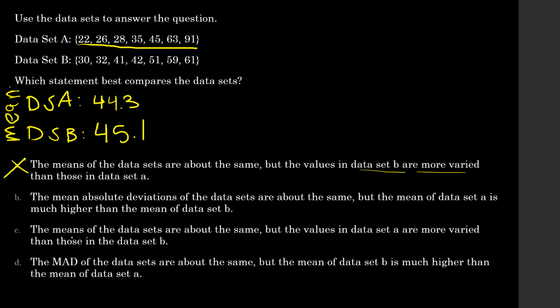Let's read C. C also is talking about means. C says that the means of the data are about the same, but the values in data set A are more varied than B. Well, if I look at data set A, my starting number is 22 and my ending number is 91. That's a pretty big gap, right? And even here, there's no 50s and there's no numbers with 40s or 70s or 80s. So I would definitely say that data set A is more varied than data set B. So on this problem, we actually didn't need to find our mean absolute deviations because I could tell the correct answer was C just based off of finding our averages or the means.